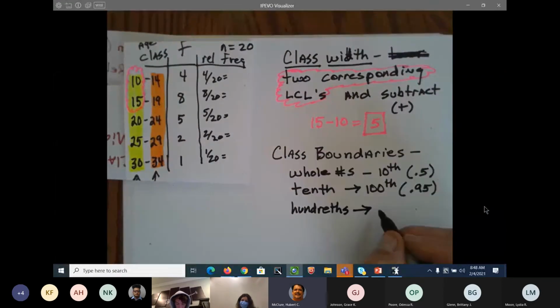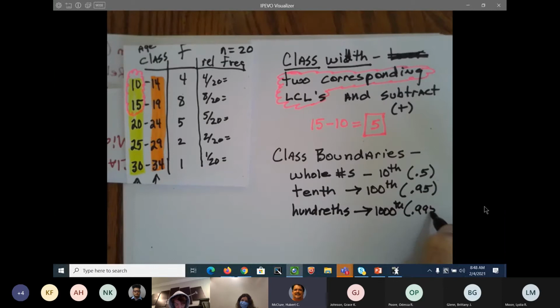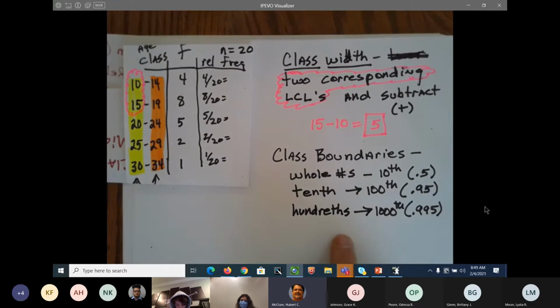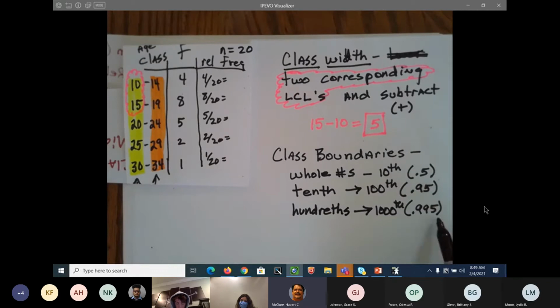1,000. There's the pattern. And that will be 0.995. So the next one, I'm not going to write down the next one. None of you are going to see these because you never see upper and lower class limits to the 10,000. But if you have to the 1,000th, you're going to go to the 10,000th, which would be 0.9995. So the pattern follows this: 0.95 and 0.9995. You just add nines as you go.